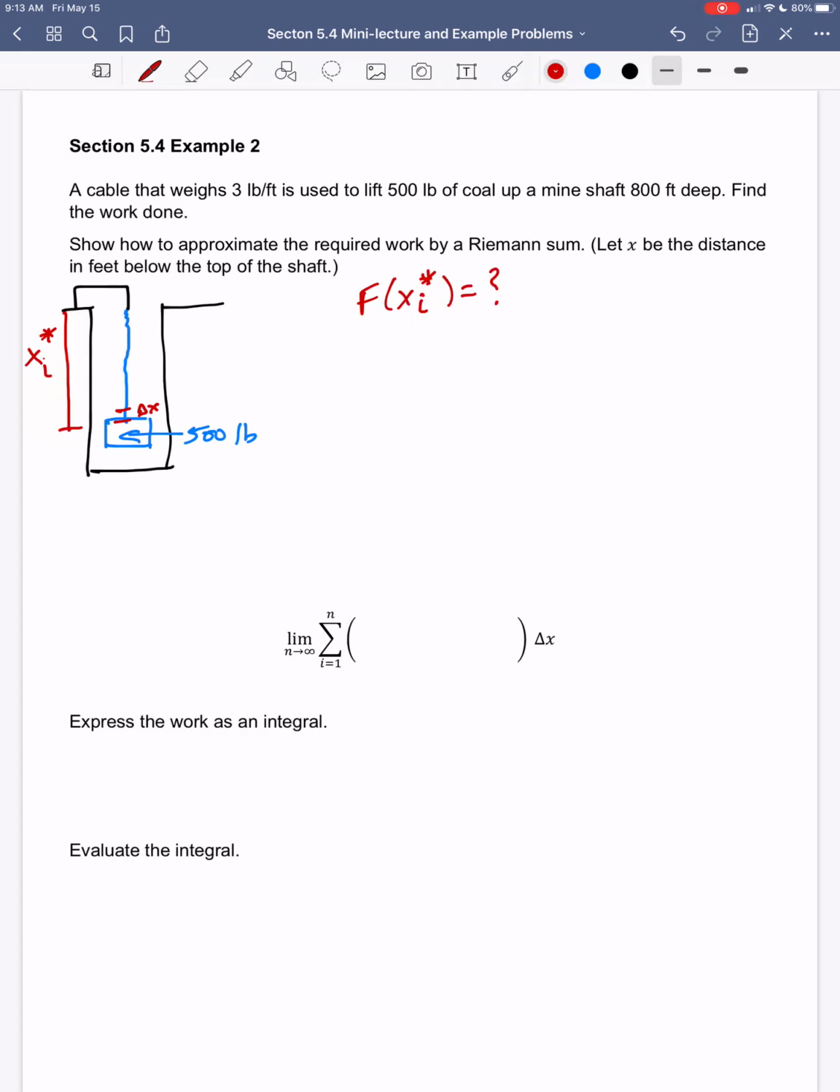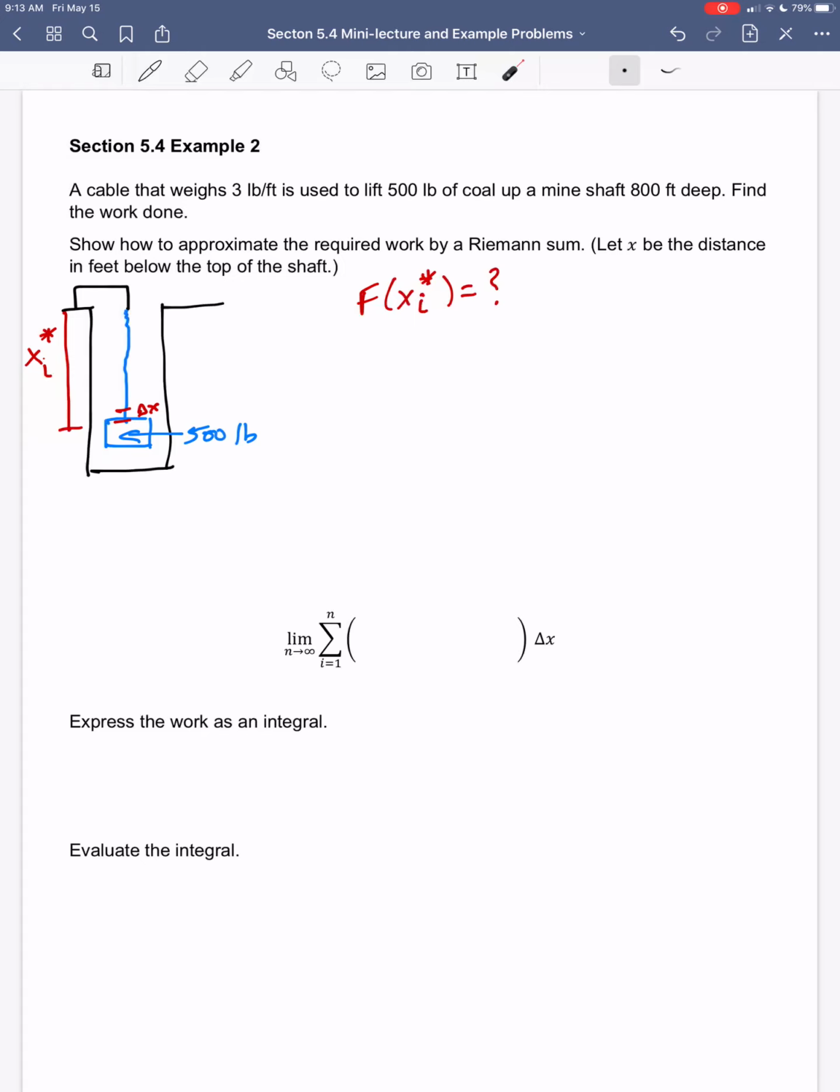So if I'm lifting up that coal a little distance there, right? So it's down here. I've already lifted it off the bottom a little bit. I'm moving it just up another inch or so, let's say. How much force is it going to take to lift that up another inch? Well, I've got to move the whole 500 pounds of coal. That's a given. But the cable weighs 3 pounds per foot, so that's not insignificant.